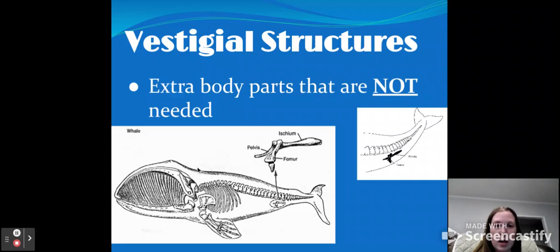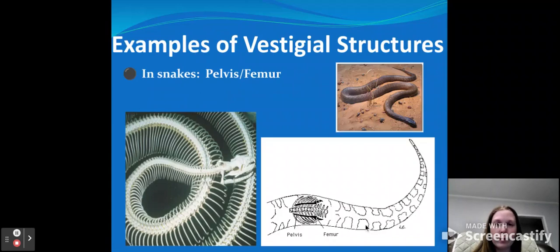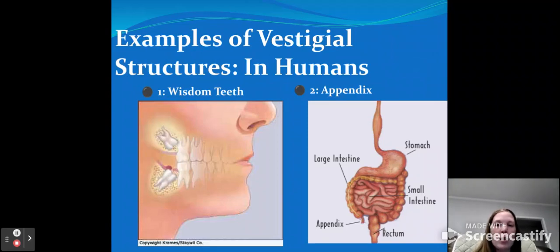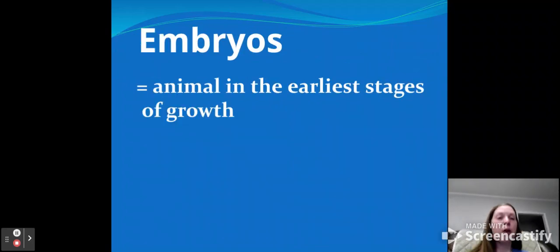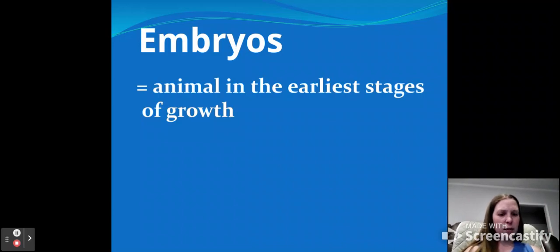So here, in a whale, they actually have a little femur, which would be a leg. Well, they don't have legs, so they don't need that. Okay, so in snakes, they have a pelvis and a femur, but they don't need those because they don't have legs. So for us, we've got wisdom teeth and appendix, both unnecessary, which is why it's okay to get them taken out. They're unnecessary till they cause us pain, and then we have to get them taken out because they could kill us if, with the appendix, it makes your body sick trying to fight it.